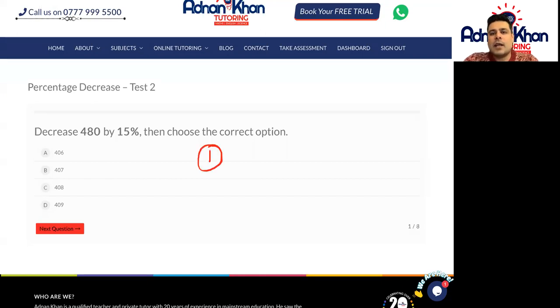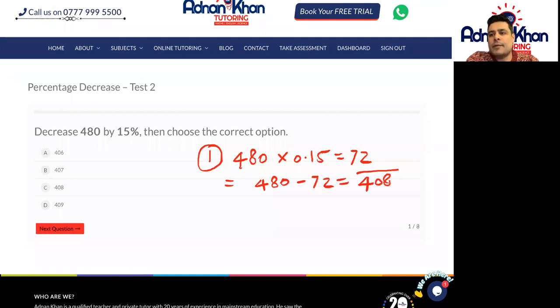So we're decreasing 480 by 15%. What we can do here is work out 480 multiplied by 0.15, which should give us 72 as an answer. Now, the next stage is that we do 480 take away 72, which gives us an answer of 408. Okay, so that's the first way.